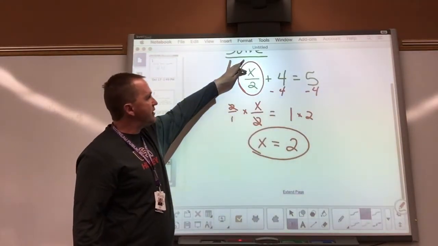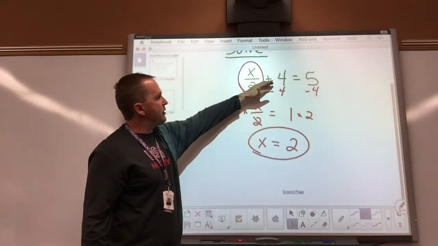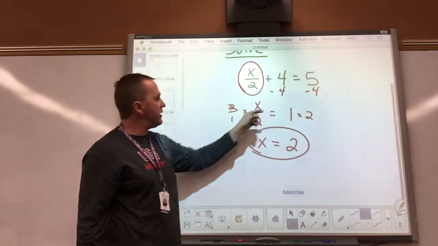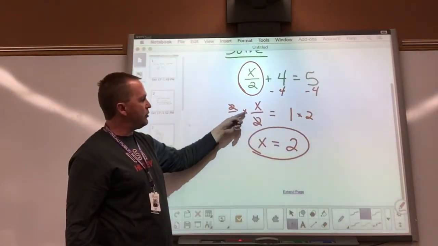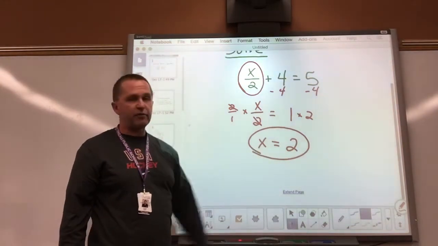So I was able to get this x. I was able to solve it, but I was able to get it by itself by using the opposite of adding 4, subtracting 4 from both sides, and the opposite of dividing by 2. I multiplied this side by 2, and I also multiplied that side by 2, and I was able to get a final answer of 2.